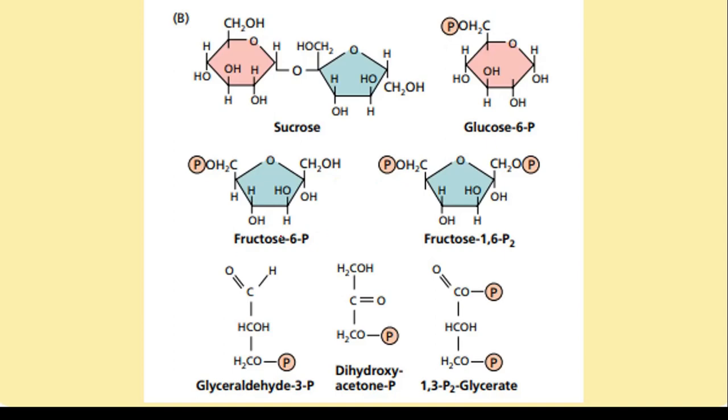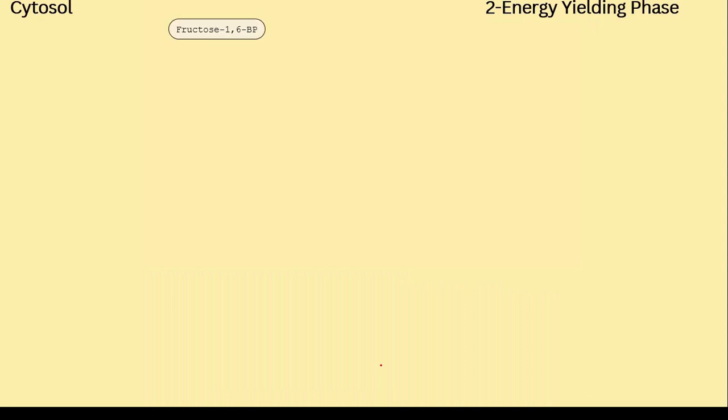Fructose 6-phosphate utilizes the energy of ATP and attaches another phosphate group on carbon 1, changing into fructose 1,6-bisphosphate. Fructose 1,6-bisphosphate changes into 2 molecules, glyceraldehyde 3-phosphate, which we call G3P, and DAP, dihydroxyacetone phosphate. Both G3P and DAP are interconvertible using the enzyme isomerase. From that, the energy yielding phase starts.